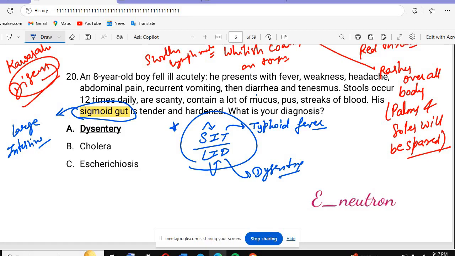If in the question they have mentioned that the patient has diarrhea and fever, and the small intestine, mainly the Peyer's patches, would be affected, then it will be typhoid fever. Okay, so we will discuss firstly the Salmonella because the questions will come from Salmonella, and then we will discuss Shigella.